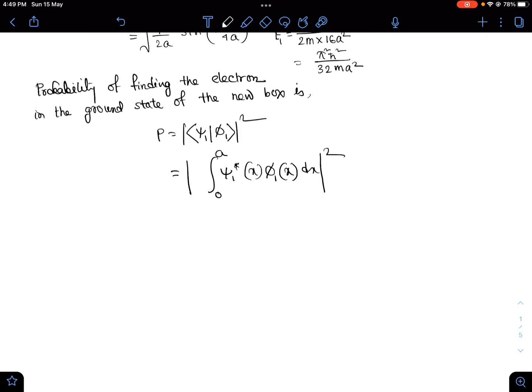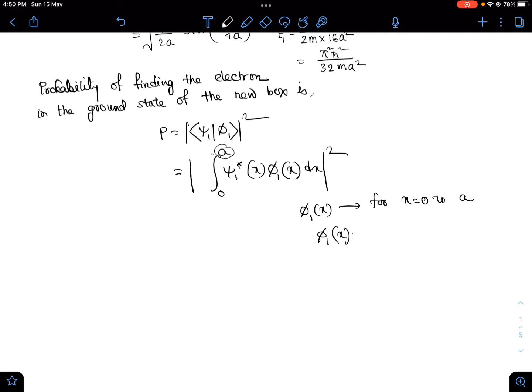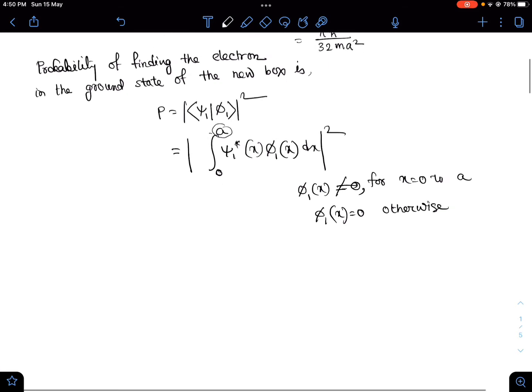So let us look at this limit. Why is this limit a? Because we know that phi 1 only has a non-zero value for x equal to 0 to a, and outside that region phi 1 is 0. So basically phi 1 is not 0 for x equal to 0 to a and 0 otherwise. So that is why this limit is from 0 to a. So let us evaluate the integral.